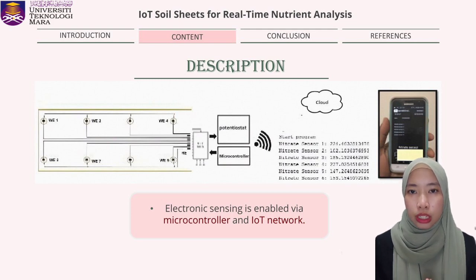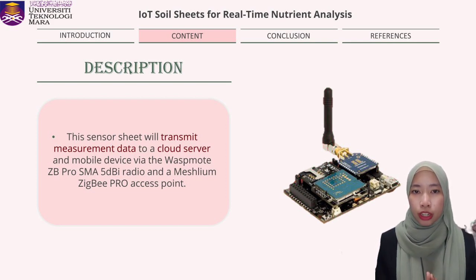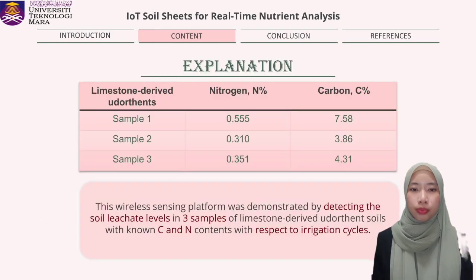microcontroller and IoT network. The sensor sheet will transmit measurement data to a cloud server and mobile device via Westmode ZP Pro SMA 5 dBi radio and a Meshlium Zigbee Pro access point.